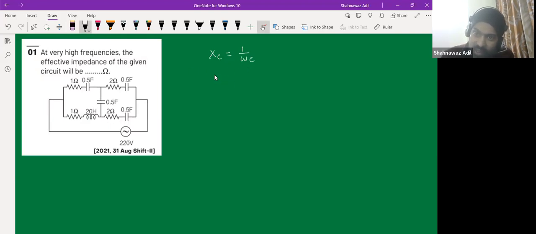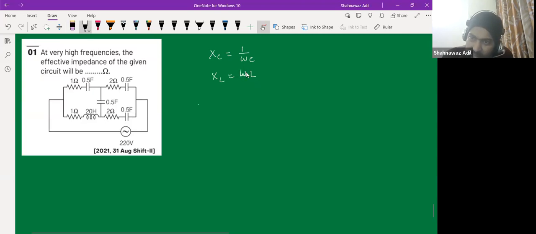Think about it. Which one would be open circuit? Open circuit means that the current will not pass through it. It will provide the highest resistance, right? Let's say you have two streets, and you are at this point. There are many blockades in this path, and XL is open.